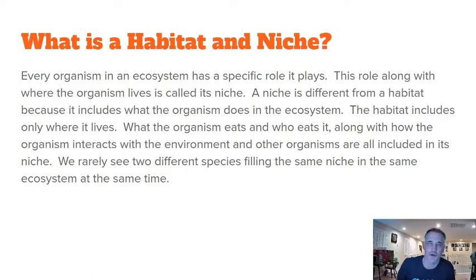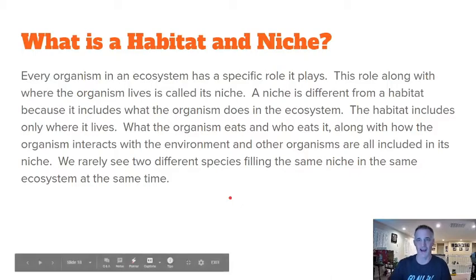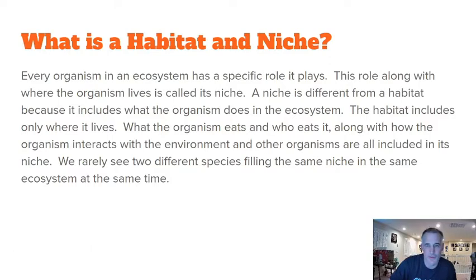For example, if you're a producer, right, a plant, then that would be part of your role. That's the role you play in the ecosystem. If you're a herbivore that eats the plants, that's another role. Now, you could be living in the same area. Both organisms could have the same habitat, but they play different roles, or they have different niches within that habitat. The habitat includes only where it lives, therefore it's a little bit different than a niche, right?